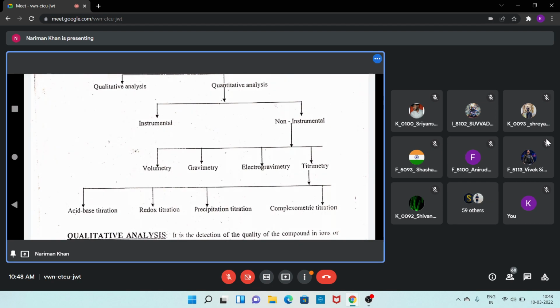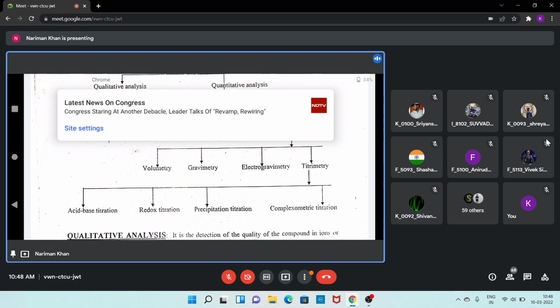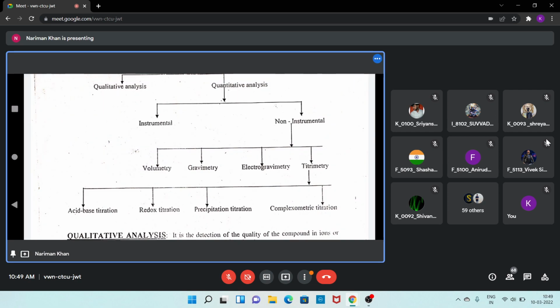How can we convert it? We add dilute sulfuric acid in excess. When we add dilute sulfuric acid in excess, all the barium ions form barium sulfate, an insoluble precipitate. Now we filter the precipitate, dry it, and then weigh it. The weight of this barium sulfate, corresponding to the amount of barium in it, will give the amount of barium ions present in the whole solution. Got it?